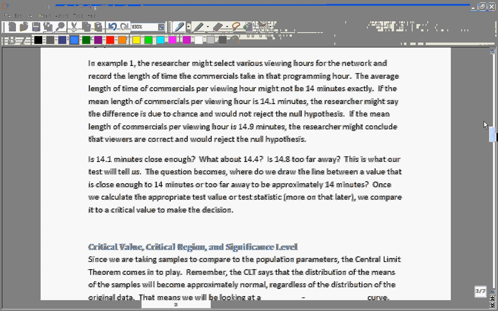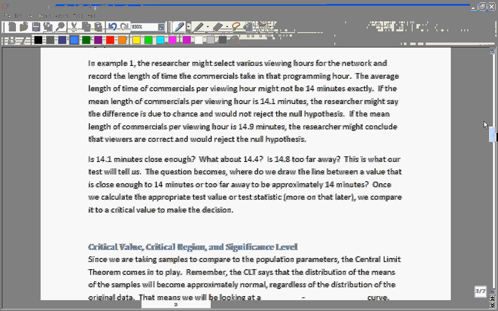But the problem comes in with this. Is 14.1 minutes close enough to say that it's 14? What about 14.4? Is 14.8 too far away? We don't know. This is when our test will tell us. The question becomes, where do we draw the line? Where's the line between being close enough to 14 minutes to say, yeah, it's about 14 minutes, or too far away to say that it's approximately 14 minutes?